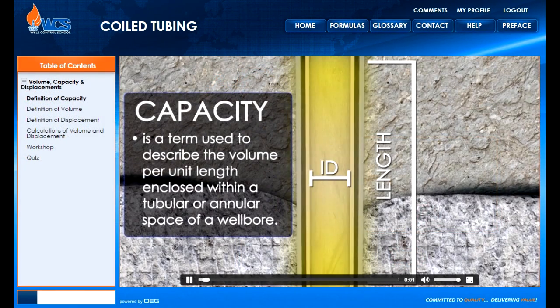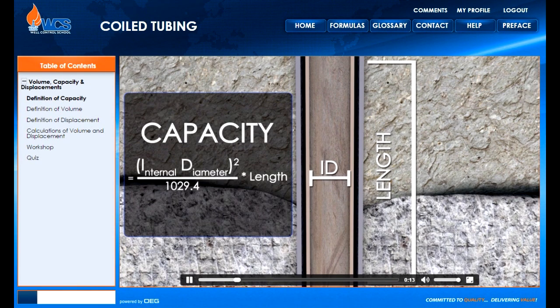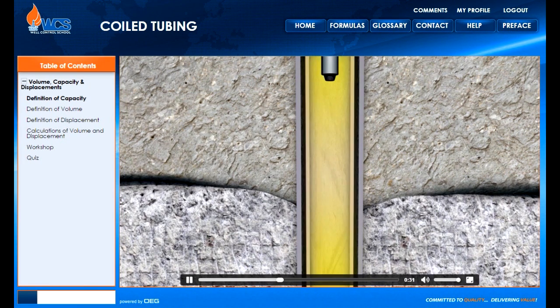Capacity is a term used to describe the volume per unit length enclosed within a tubular or annular space of a wellbore. The determination of the capacity in barrels per foot of a tubular is: capacity is equal to the internal diameter squared divided by 1029.4, where 1029.4 is a constant and internal diameter is the inside diameter of the tubing in inches. This definition can apply to either the coiled tubing or the host production string, into which the coiled tubing will be inserted.